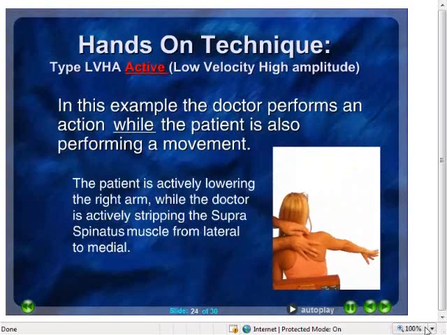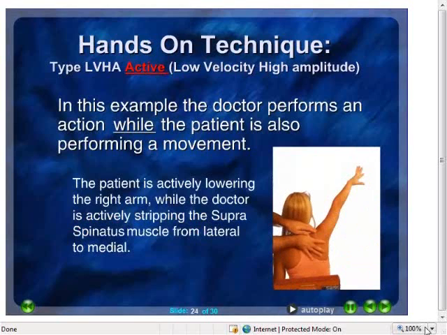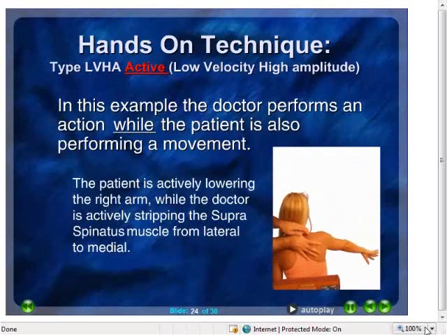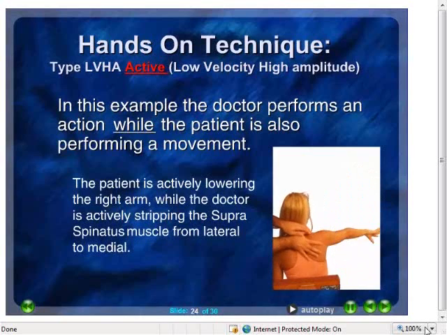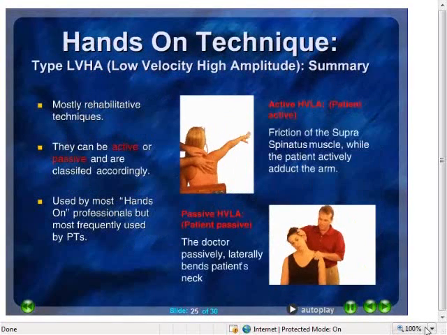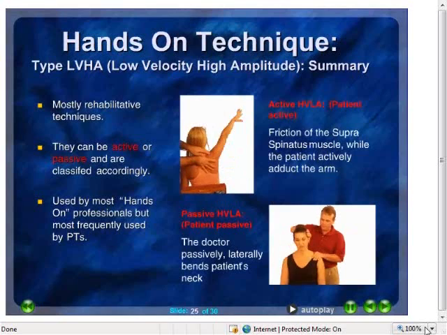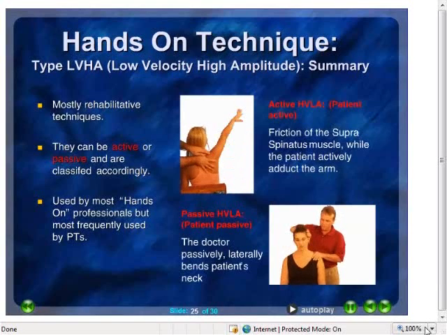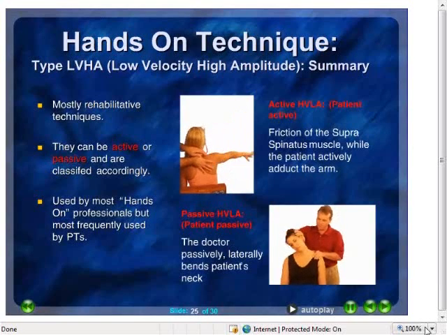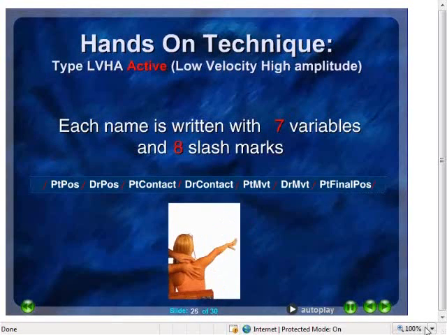LVHA active techniques are low velocity, high amplitude. In this example, the doctor performs an action while the patient is also performing a movement. The patient is actively lowering the right arm while the doctor is actively stripping the supraspinatus muscle from lateral to medial. LVHA techniques are mostly rehabilitative techniques. They can be active or passive and are classified accordingly. They are used by most hands-on professionals, but more frequently used by physical therapists. Each name is written with 7 variables and 8 slash marks.